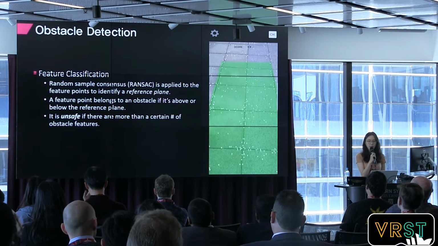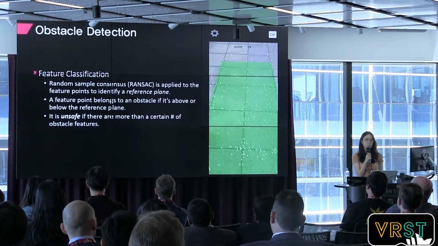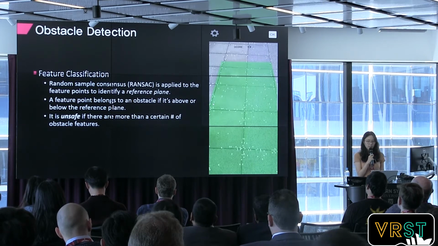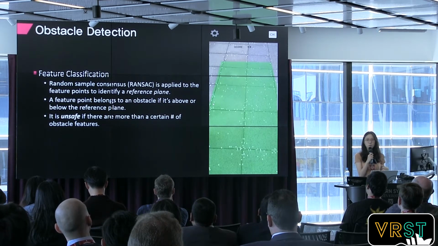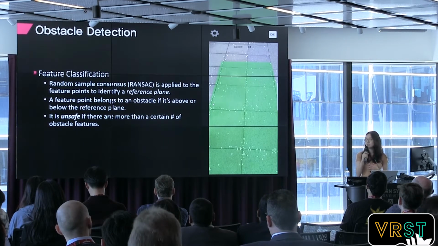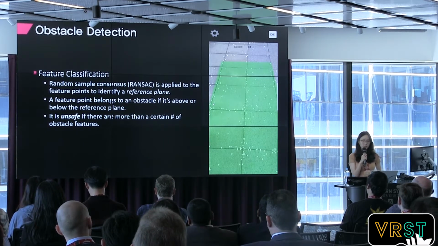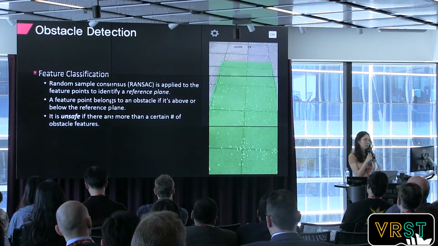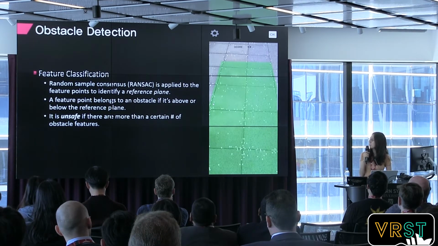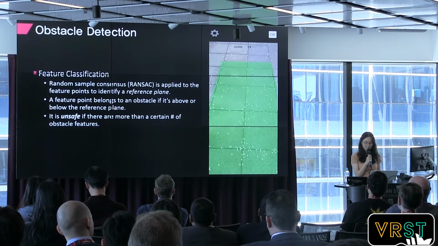Next, RANSAC is applied to the feature points to identify a reference plane, which mostly corresponds to the ground or the floor. A feature point is determined to belong to an obstacle if it's above or below the reference plane by 10 centimeters. Of course, this threshold is empirically determined. And moreover, we consider the frontal area unsafe if there are more than a certain number of obstacle features. This is set to 3 in the current implementation.